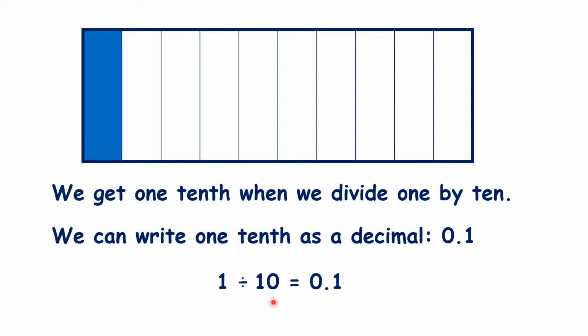And we can write what we've done in this way. 1 divided by 10 is 0.1. Now you might have been told that this doesn't make sense and that you can't divide a smaller number by a bigger number. But in fact you can. All it means is that your answer will be less than 1. We divided one whole rectangle by 10, and that's given us 1/10 or 0.1.